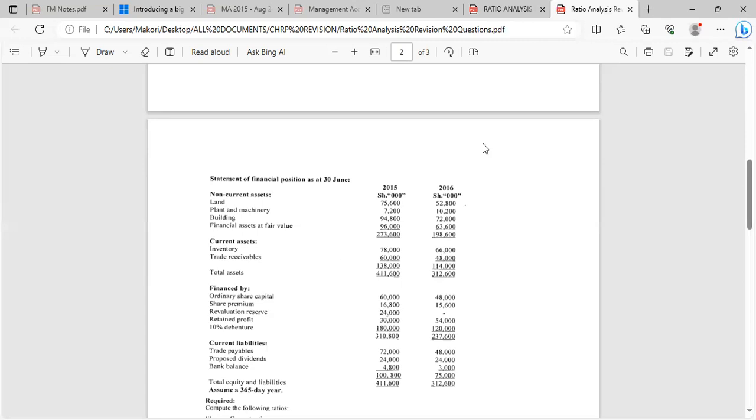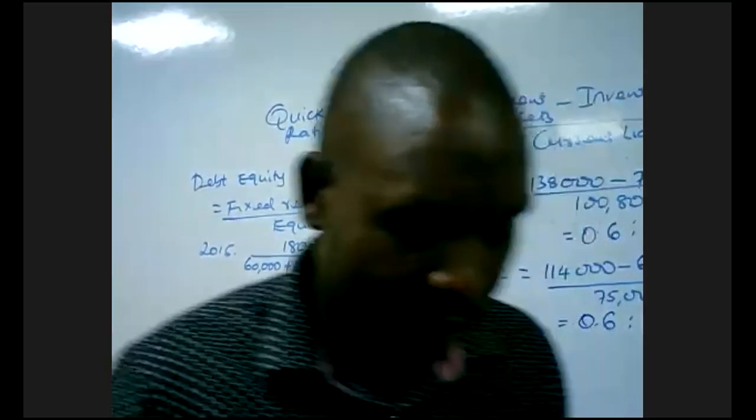So for 2015, don't calculate the average. When the inventory is only one, use it as the average the way it is. We only average when we have two, but when it is one, don't average. So you will take the cost of sales that year.